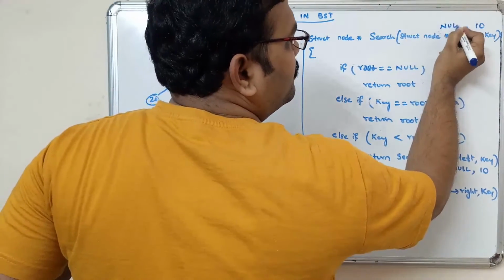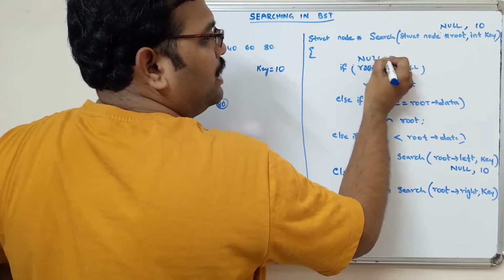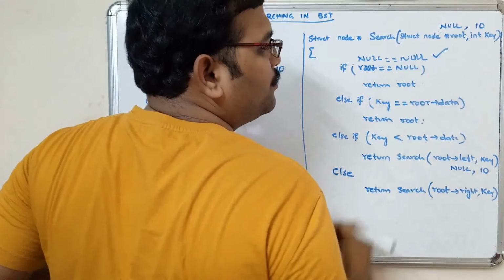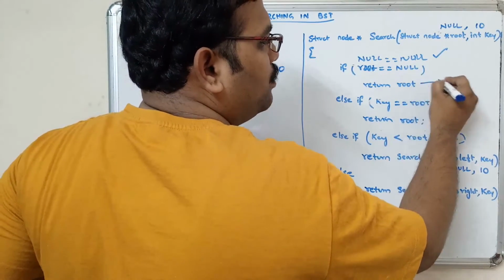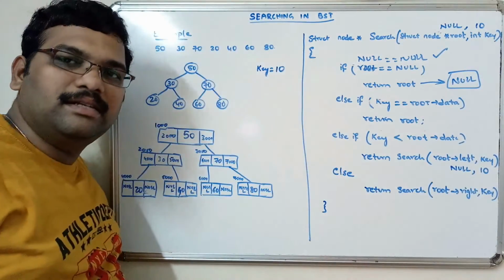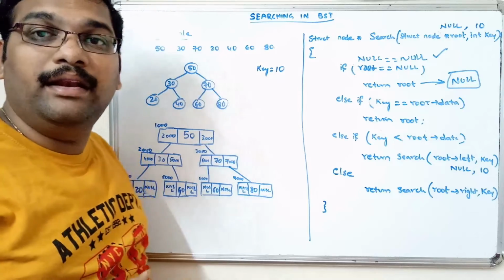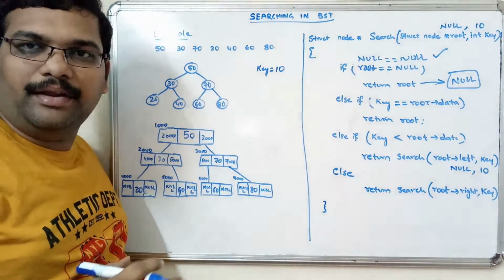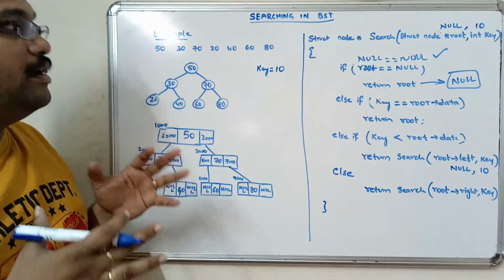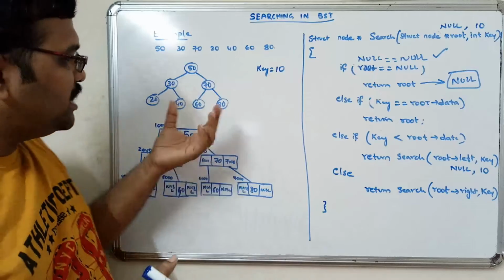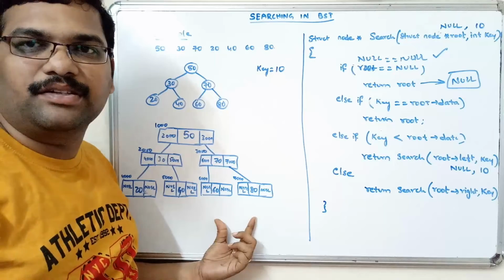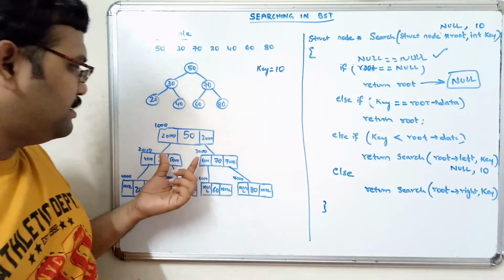Here it is null. Now null is equal to null, true. So automatically it will return the root. What is the root? It's nothing but null. So if it returns null, it implies the data is not available in our binary search tree. So this is how we can apply the searching process in binary search tree. Just for understanding, I have represented this binary search tree in a linked list representation, double linked list.